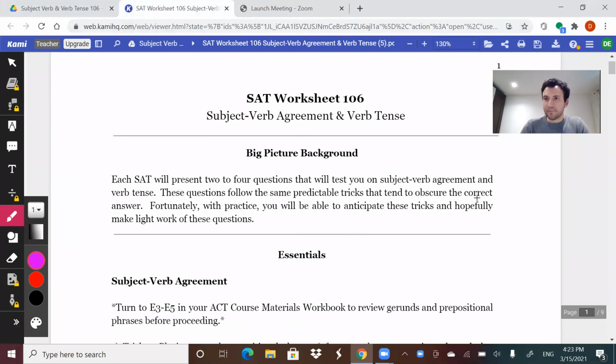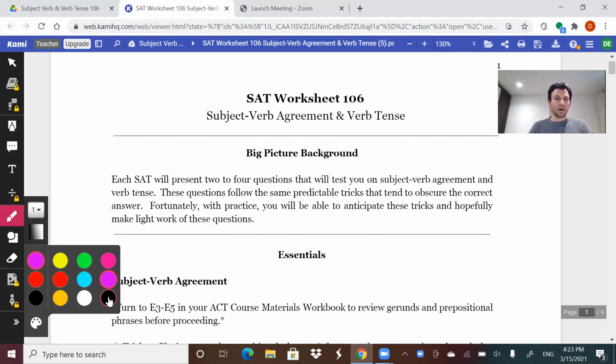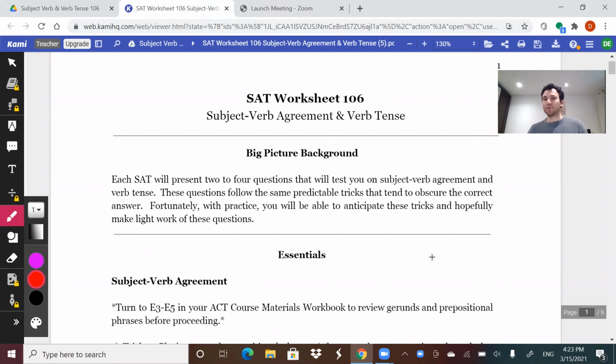Okay, welcome, welcome. We're going to talk about Concept 106, which applies to both SAT and ACT. So there is an equivalent ACT 106 packet. On each test, you'll get maybe 4 questions or so that will test you on verbs. If you're being tested on verbs, there are 2 things you care about. You care about whether or not the verb agrees with the subject. And the second thing is the verb tense.